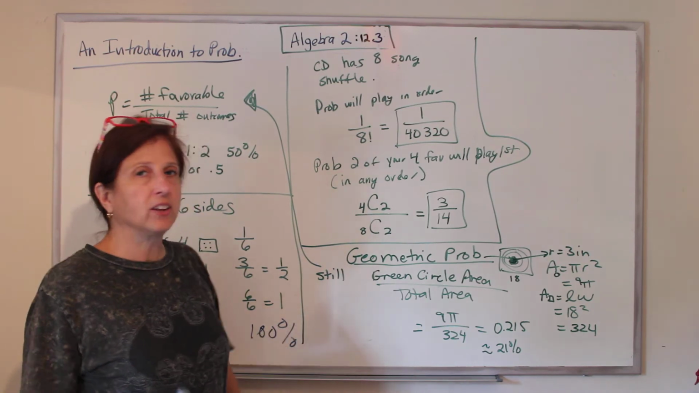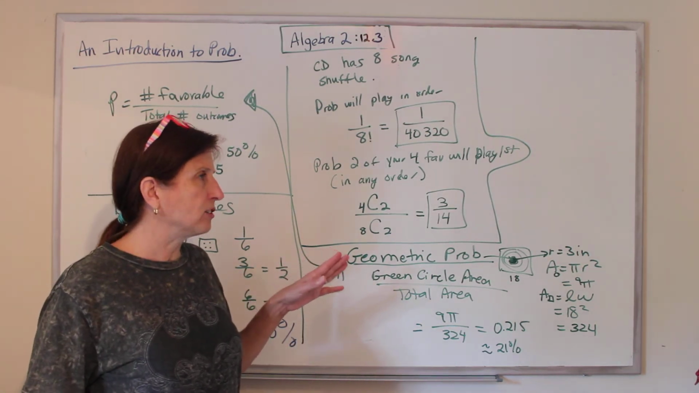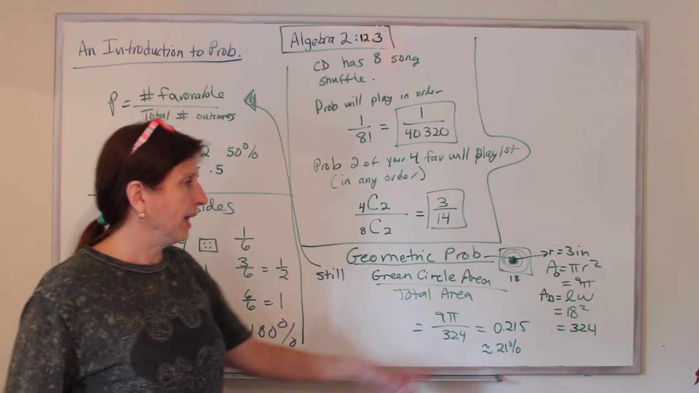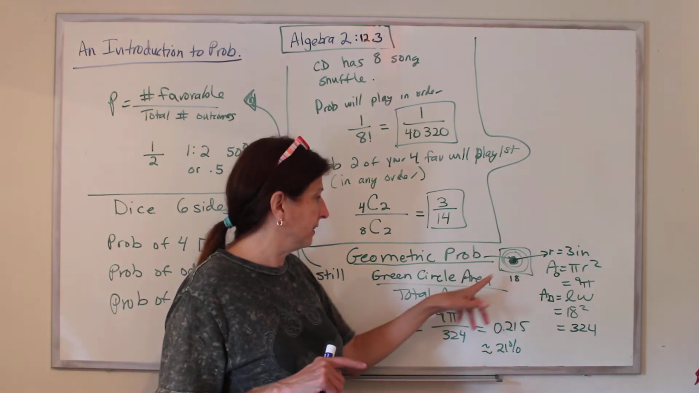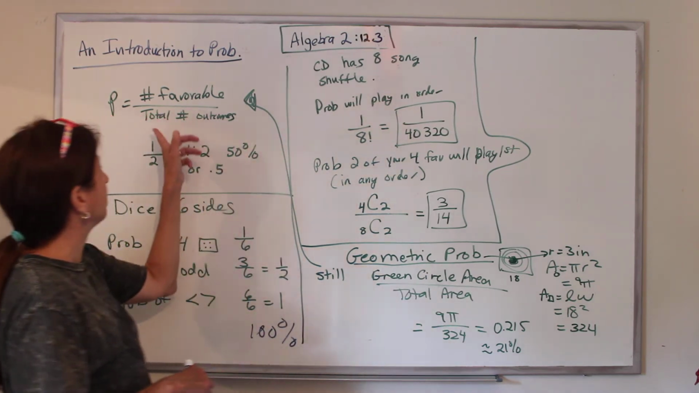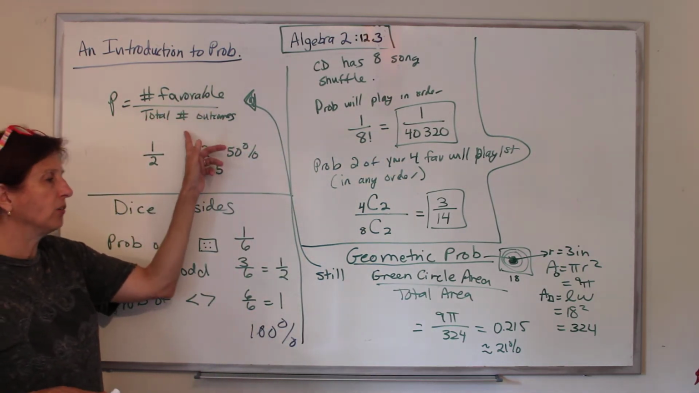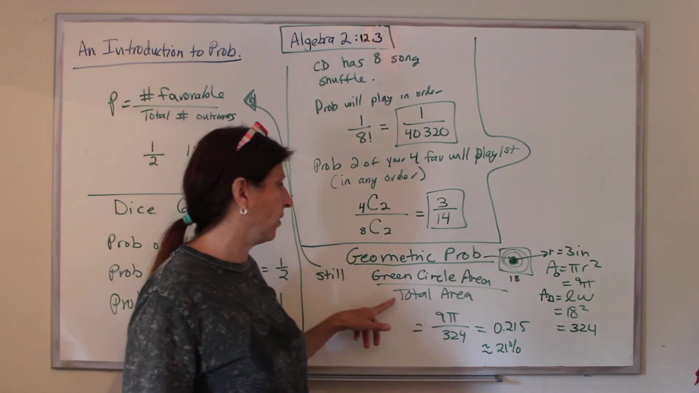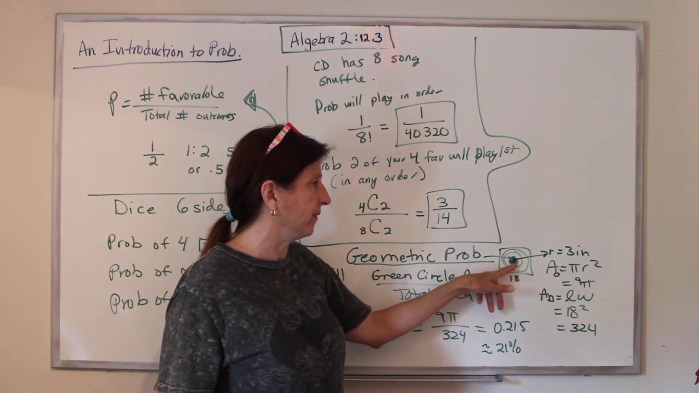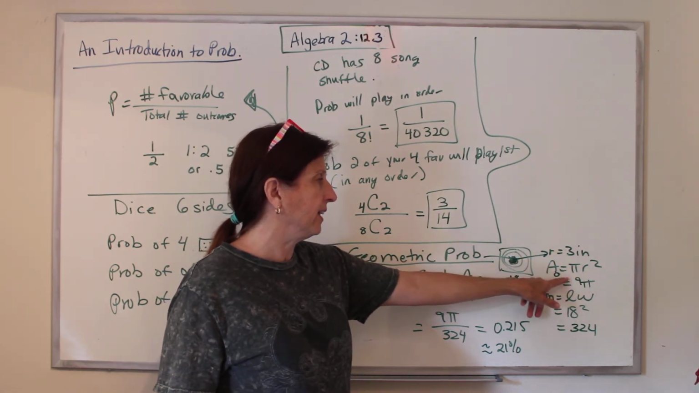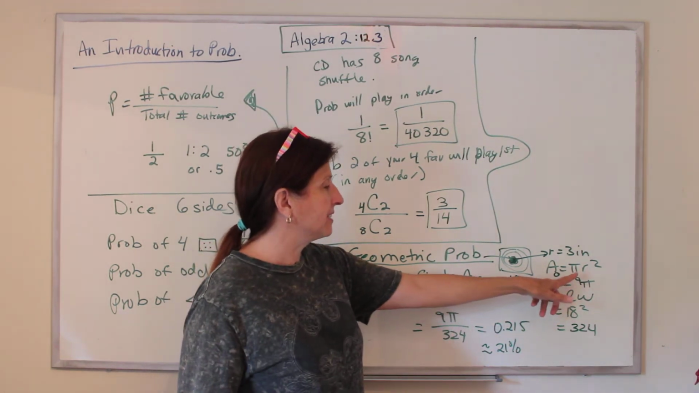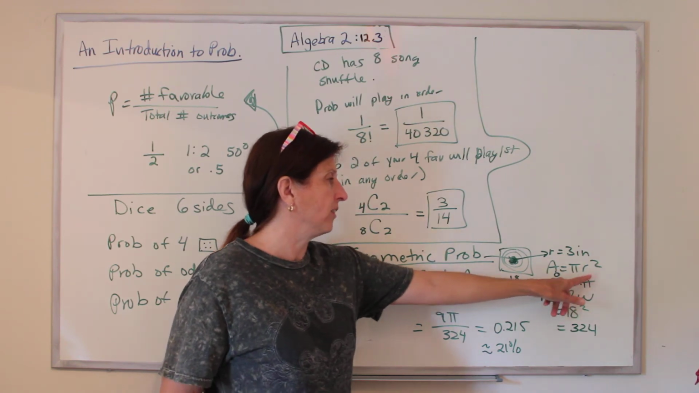All right, the other thing, you had this in pre-algebra and geometry, I know. It's called geometric probability. So we have a dartboard, and what is the probability that I will hit the green circle area? Well, it's still this formula. The favorable over the total, so the green circle area over the whole square dartboard. And I just divide those areas. Well, I got to get the area of the green circle. Its radius is 3, area of a circle is pi r squared. So that's pi times 3 squared, which is 9, or 9 pi.